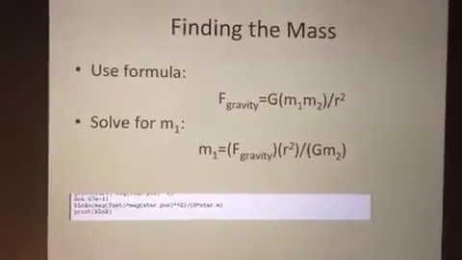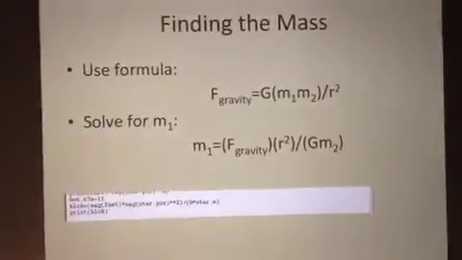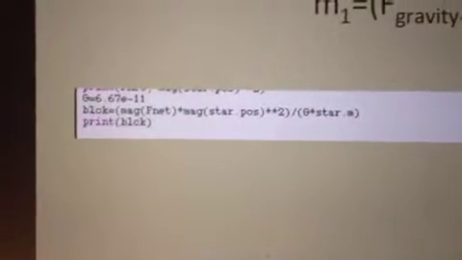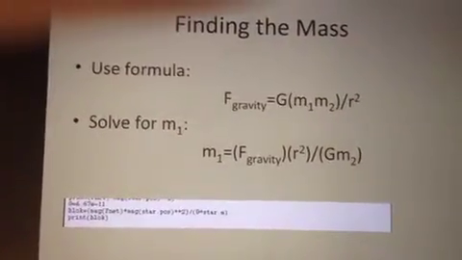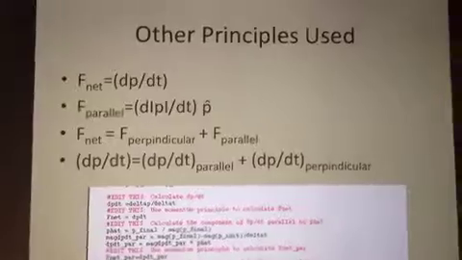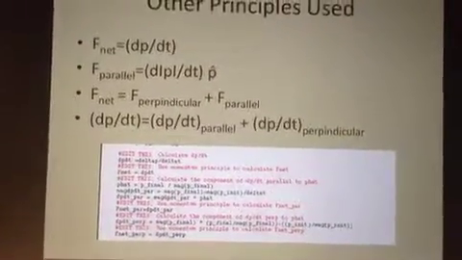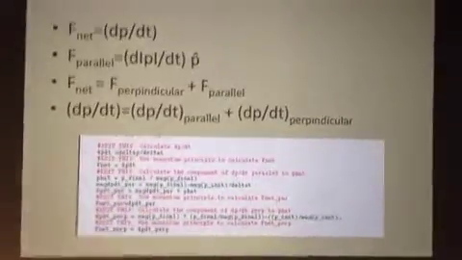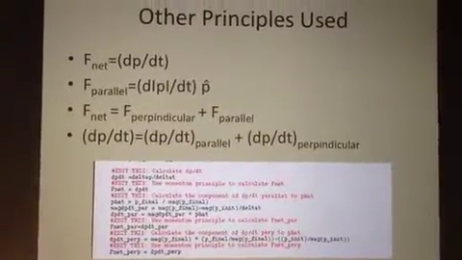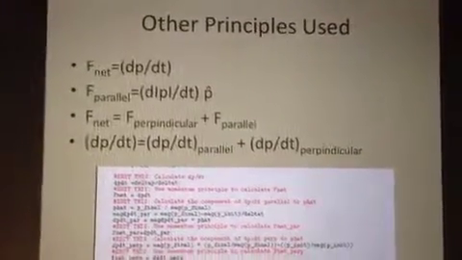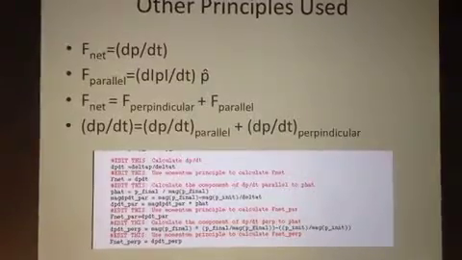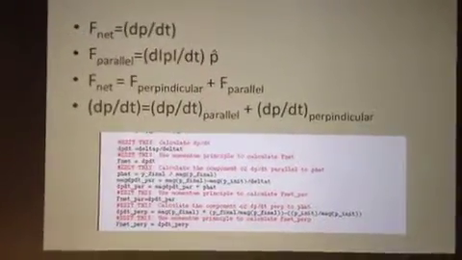So then we solve for m1, as you can see here, and in my code it's the same thing. BLCK is set as the mass of the black hole, and m1 is the mass of the black hole in this equation. Other principles we used to get there: F net equals dp/dt, F parallel equals d times the magnitude of p over dt. F net equals F perpendicular plus F parallel, and the same is true for dp/dt, in that dp/dt parallel plus dp/dt perpendicular equals dp/dt.